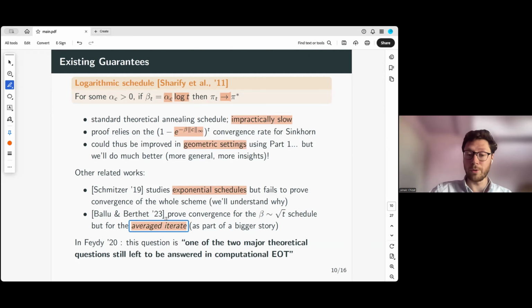Okay. So with Sinkhorn, we are interested in the last iterate, and so far there are no results besides this logarithmic schedule. And practitioners in computational optimal transport have mentioned this as an important open problem to be studied. So this is what we will study now in the second part of this talk.